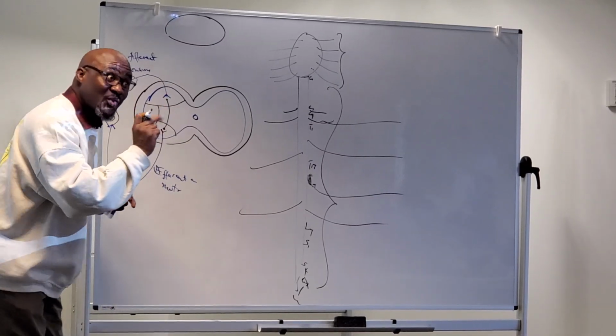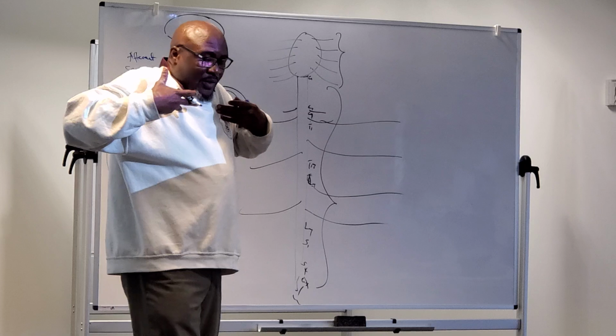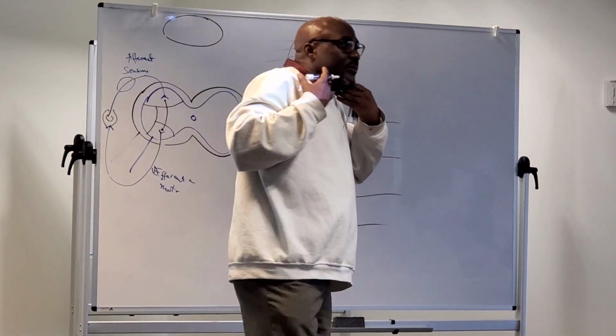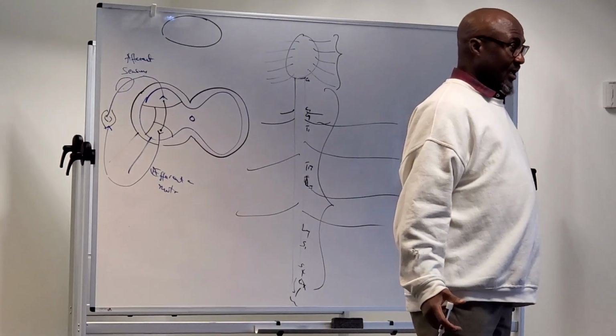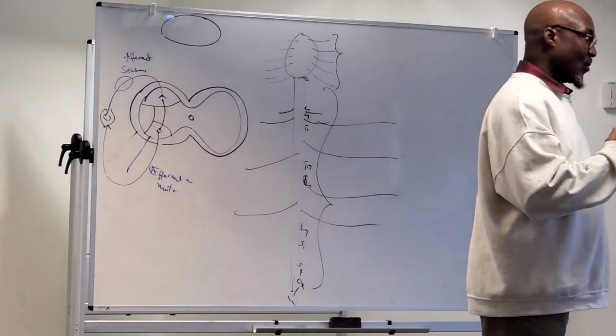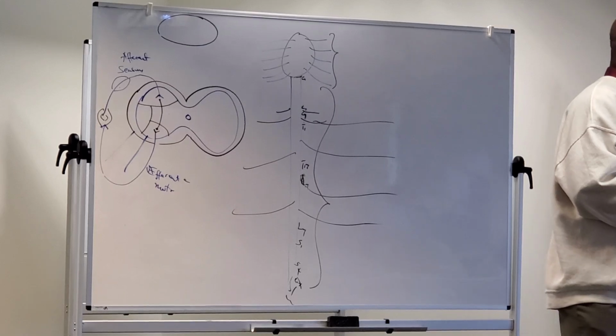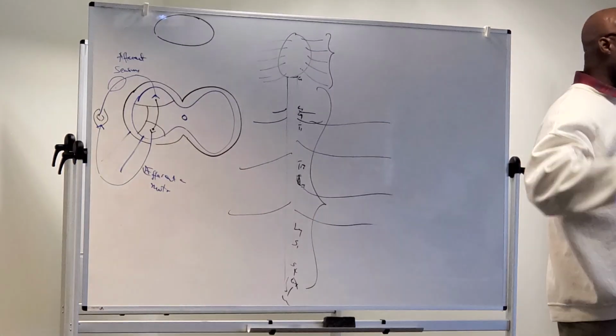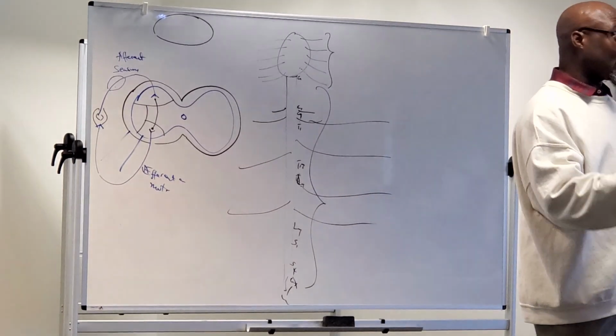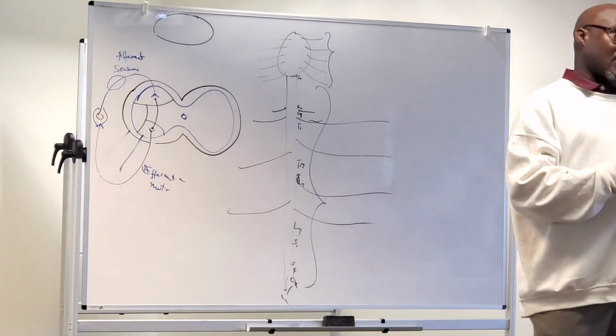So reflexes are controlled from the neck region down to the tail, so to say. Reflexes will be controlled by the spinal cord. So what does that tell us? It tells us that from here to here, we can use reflexes to assess the integrity of the spinal cord.